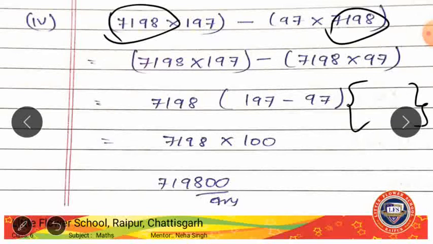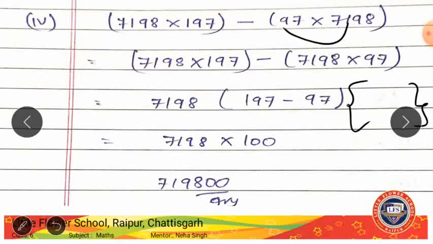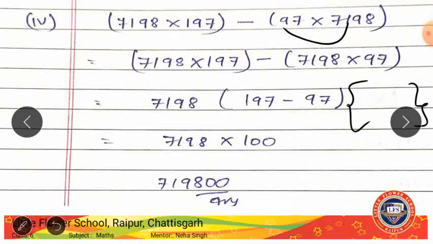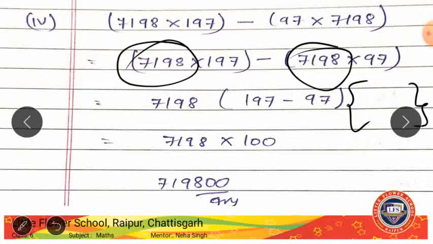Here it is common. First I will use the associative property here and I will interchange the digits here. What is associative property? That if I am multiplying 2 into 4 and I am multiplying 4 into 2, the answer will be same. Means interchanging the number does not affect the answer. So this property we will use here and we'll interchange these two digits. After this we'll take 7198, 7198 common, since we can see it is multiplication in both the questions.